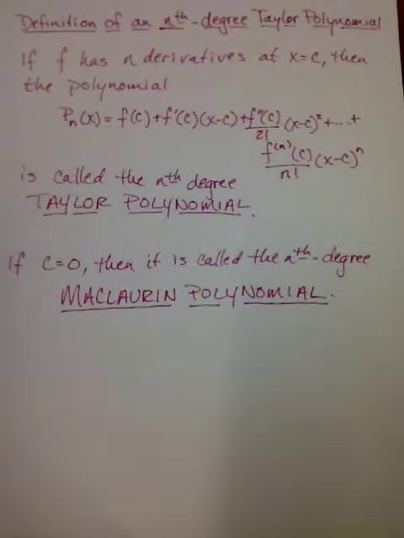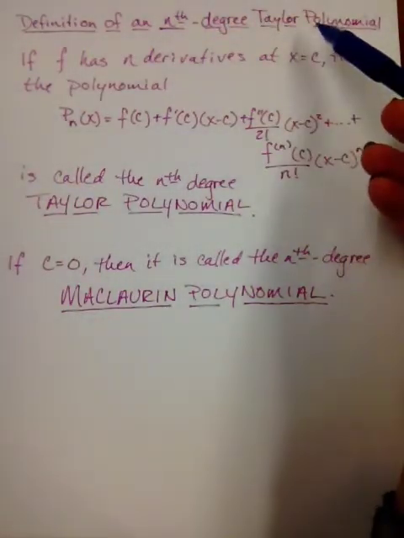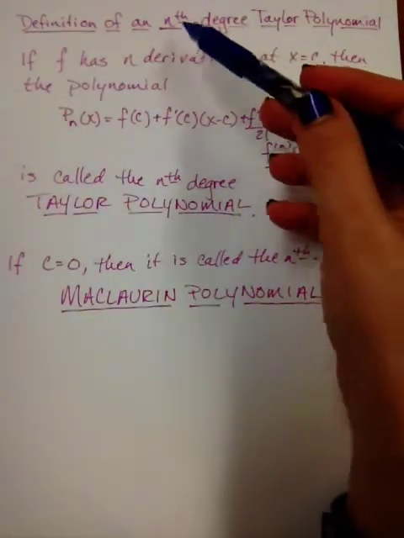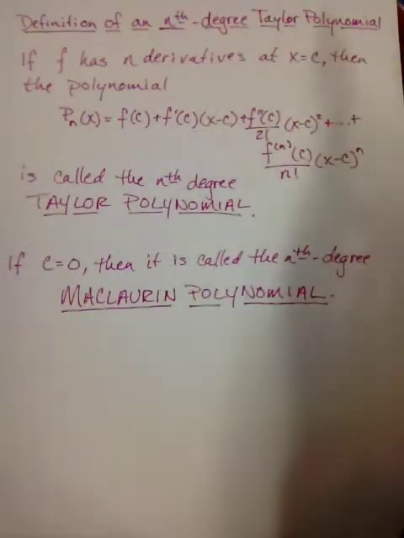So a Taylor polynomial is actually like a polynomial of best fit. So you can have a linear line of best fit, a quadratic best fit, a cubic best fit. But the idea is that you have an nth degree. So if it's linear, it's a first degree. If it's quadratic, it's a second degree. Cubic, it's a third degree. But you have different degrees of polynomials.